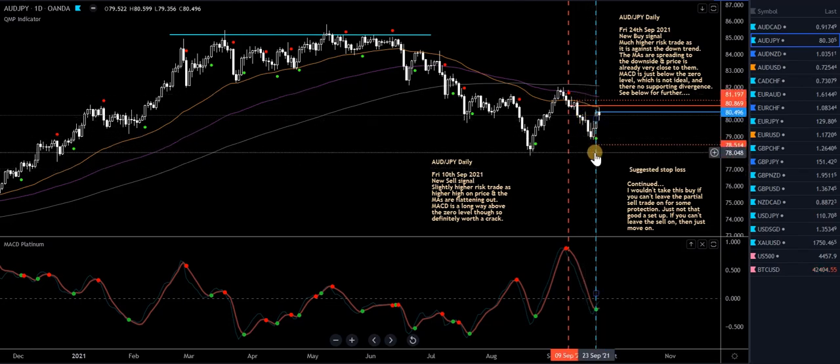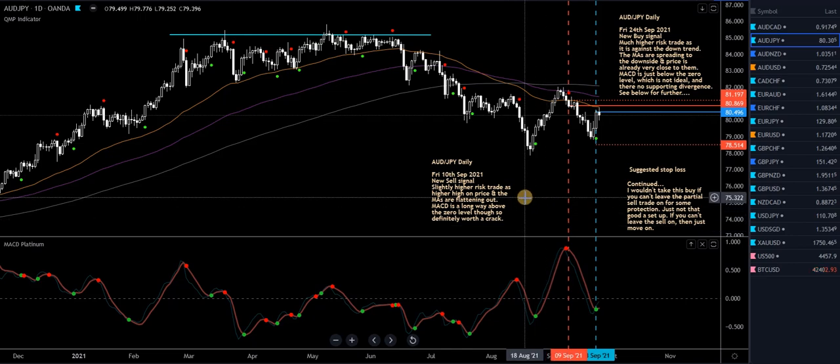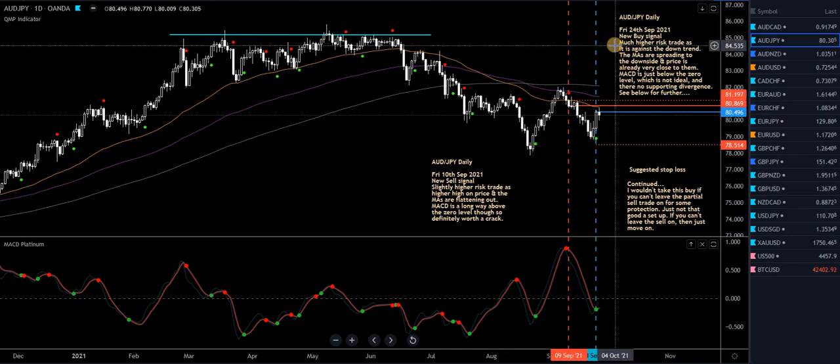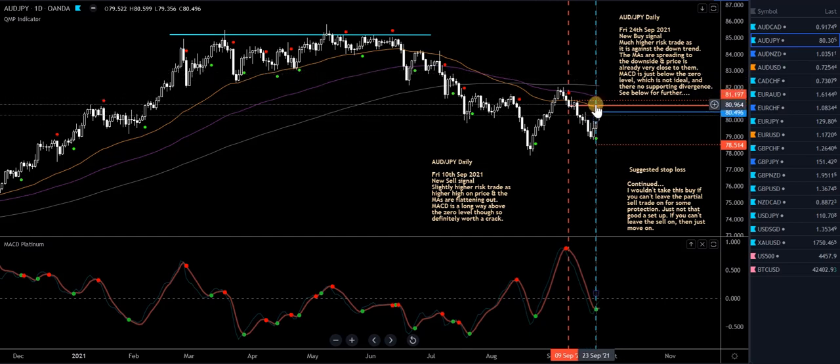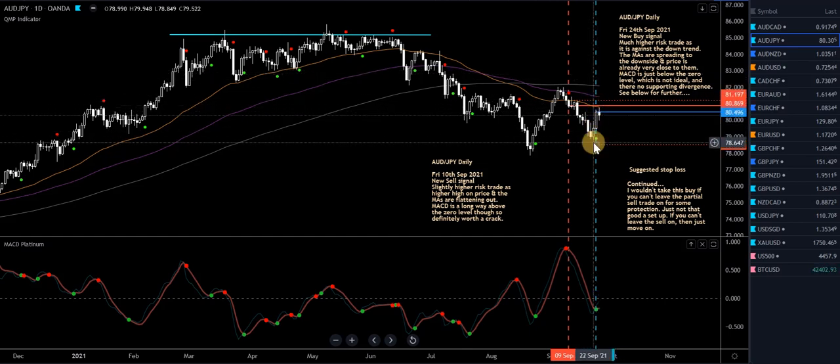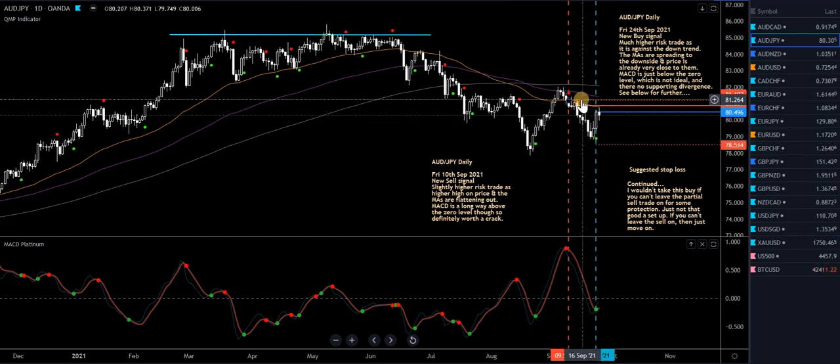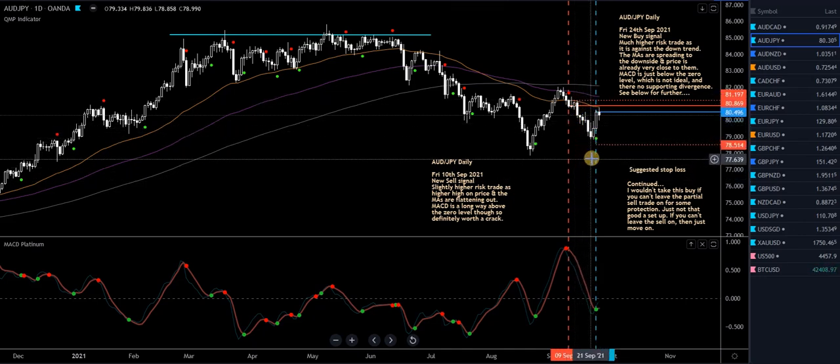In the meantime, we've got this buy setup. It's a high-risk buy; you can read my notes here. So we've left a sell on with a tight stop, and we've taken a buy. I appreciate some people can't do that. It's up to you what you want to do. You can close the sell or leave the sell on, or take the buy, or ignore the buy and leave the sell on.